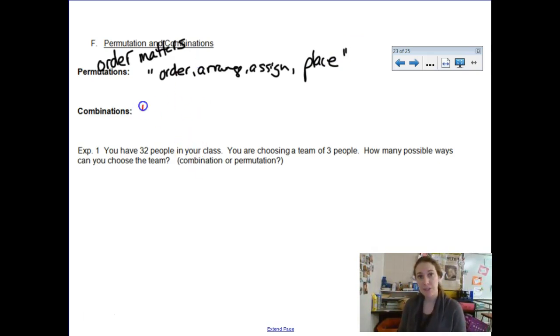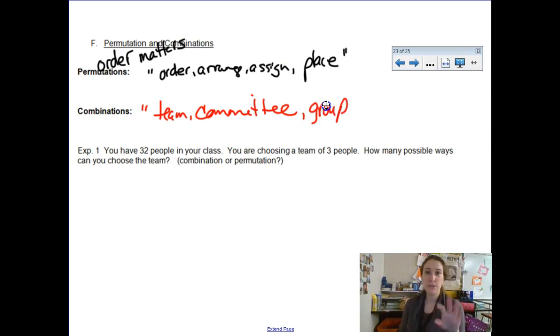A combination, you're going to see words like team or committee, group. Group's kind of a weak one. There's other words, and you just have to kind of think of, this is the way I think of it. If I were to rearrange two people in my selection, does that give me a different outcome, or is it the same outcome?